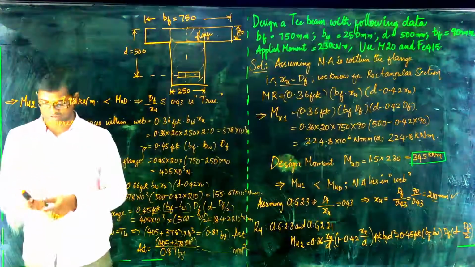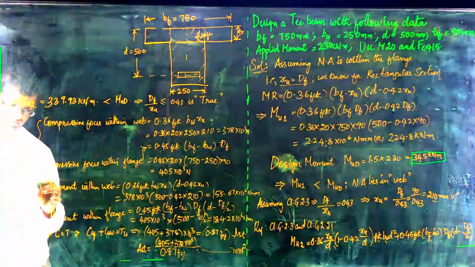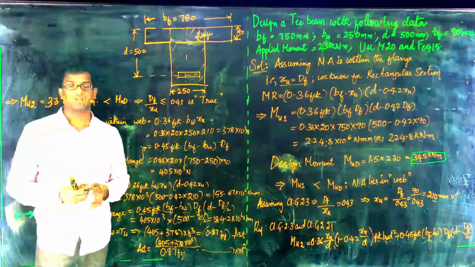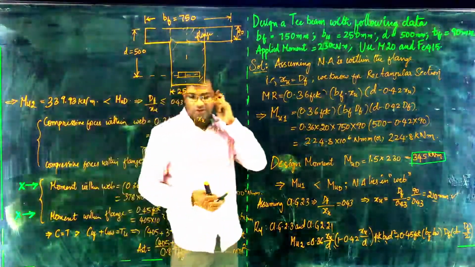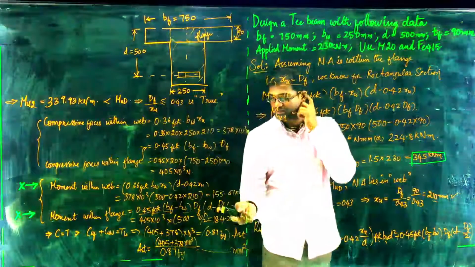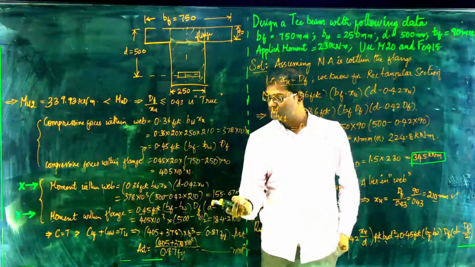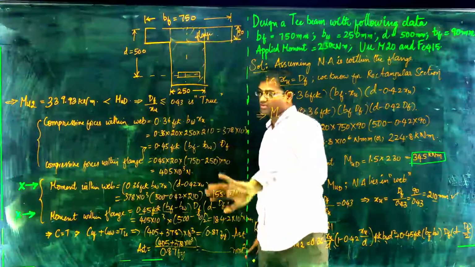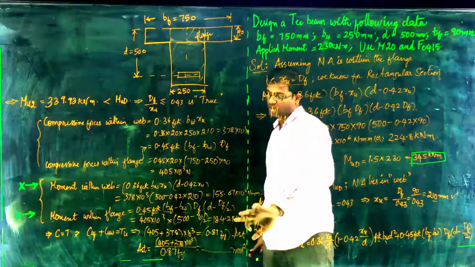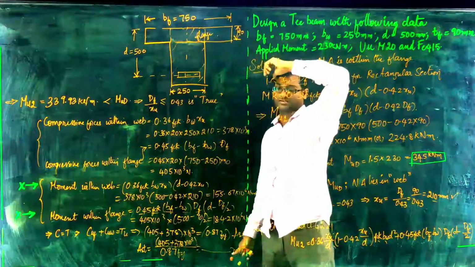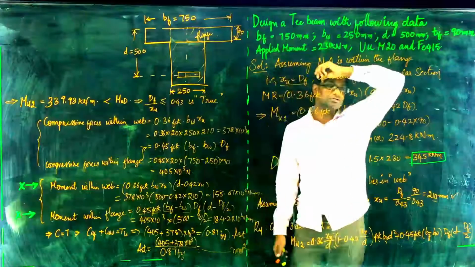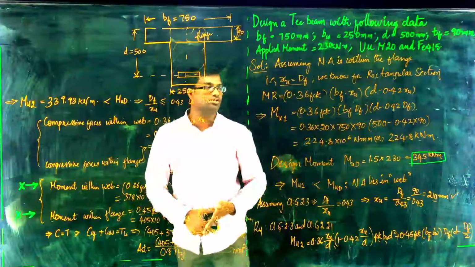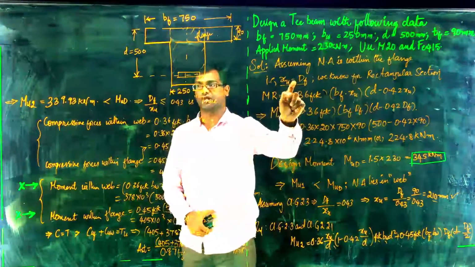So although these two steps are not needed, you need to calculate them, right? Because it will tell you which movement is greater. Now you can clearly see that this is the web, this is the flange. So the movement due to the web is more, and the movement due to the flange is very less. Right. So this is how we need to design a T-beam when the neutral axis is within the web.